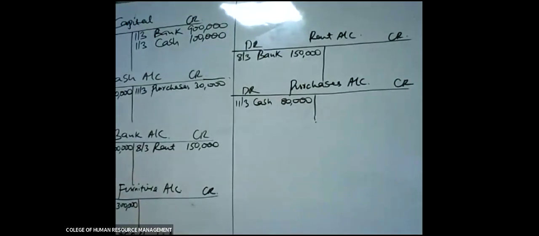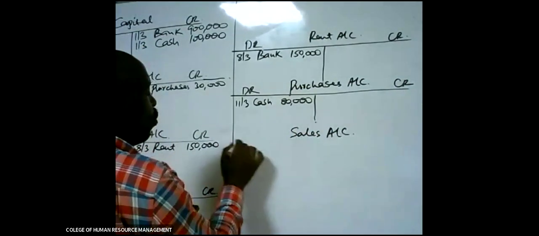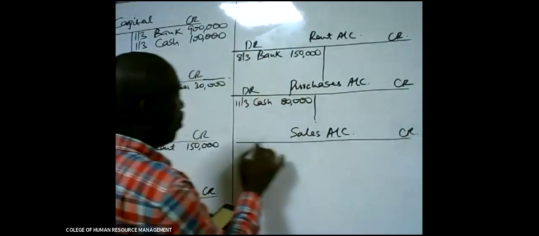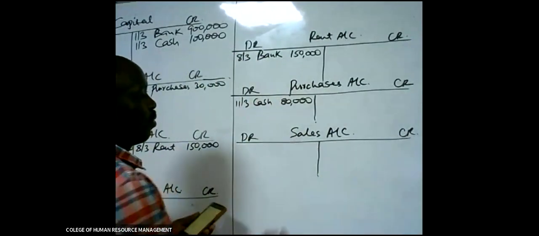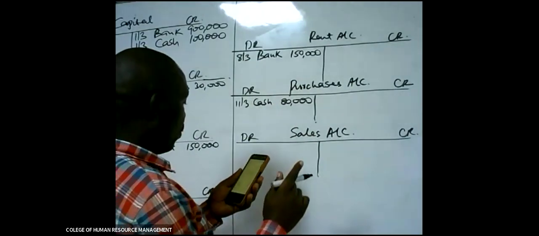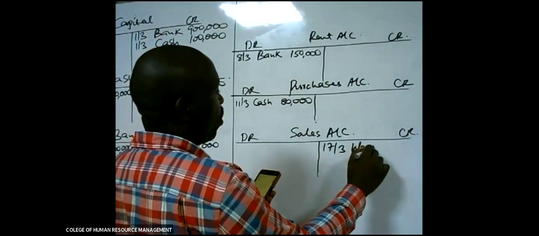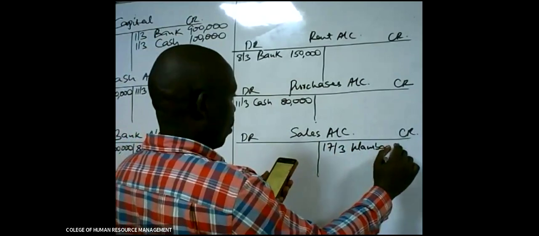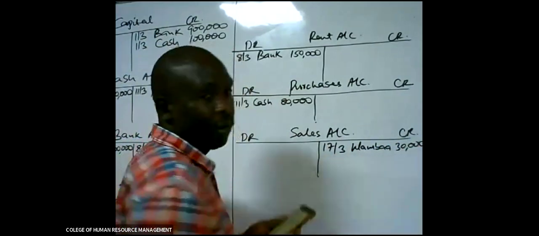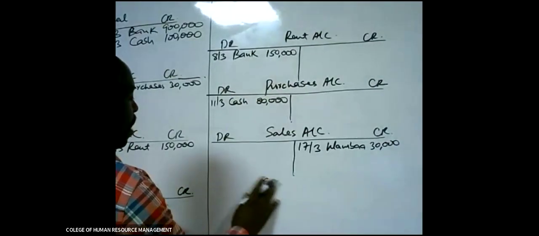On 17th, sold goods. When it is goods sold, they are recorded in sales account. Always credited. Always credited. They were sold on credit to Wamba. So the other account will be Wamba, who is a debtor. So this is 17th of March. The other account will be Wamba, 30,000. So open that account for that customer. Debtor by the name Wamba.